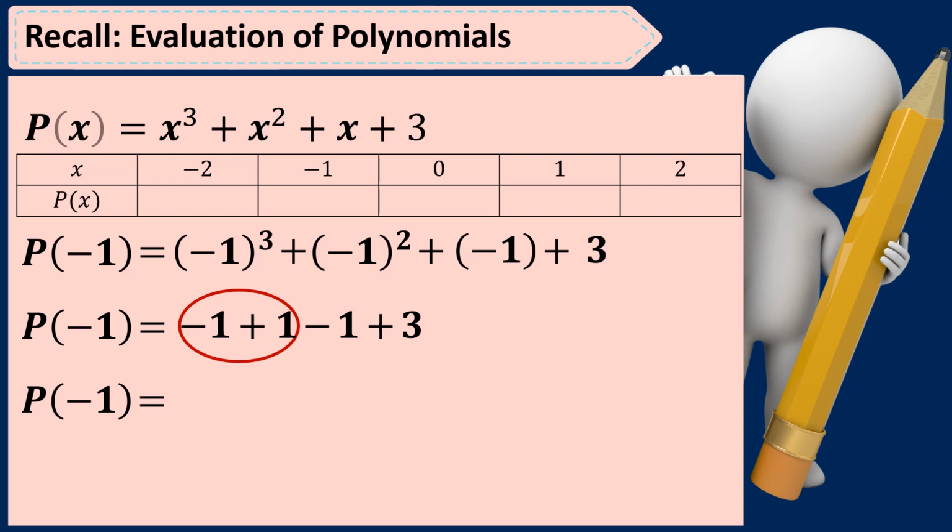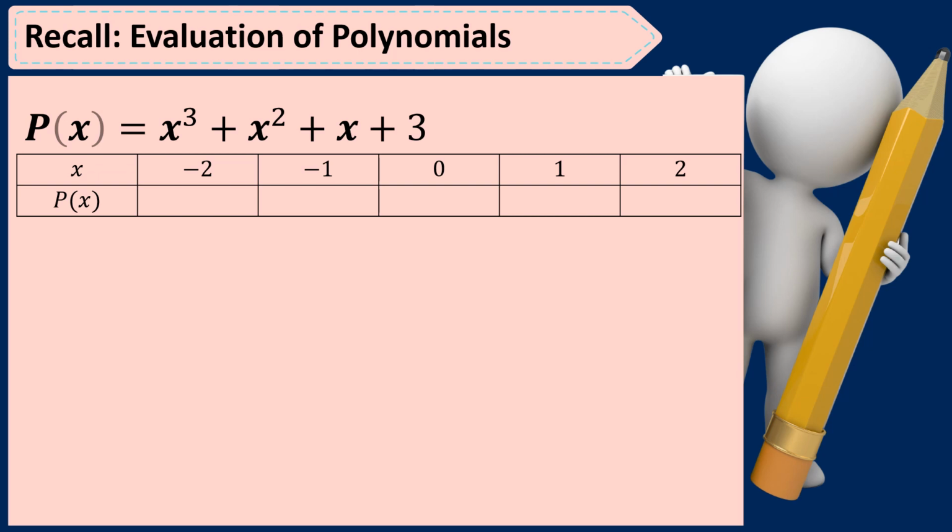-1 plus +1 is equal to 0. 0 minus 1 is equal to -1. -1 plus 3 is equal to +2. So p of -1 is equal to +2.